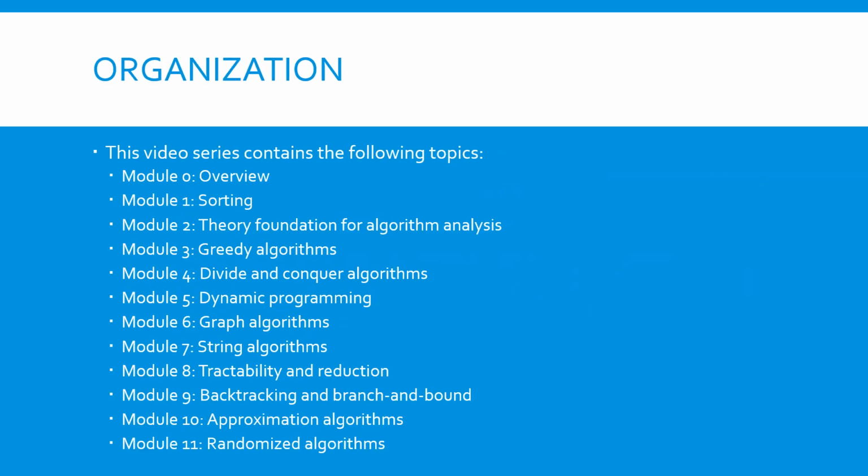With all the advantages, let's now take a look at which topics will be included in this video series. In Module 0, we will give an overview of this video series, motivate the study of algorithms, and discuss the important components of algorithms. In Module 1, we will present several classical sorting algorithms. We hope the audience will get a high-level idea of what real algorithms look like and how we evaluate algorithms.